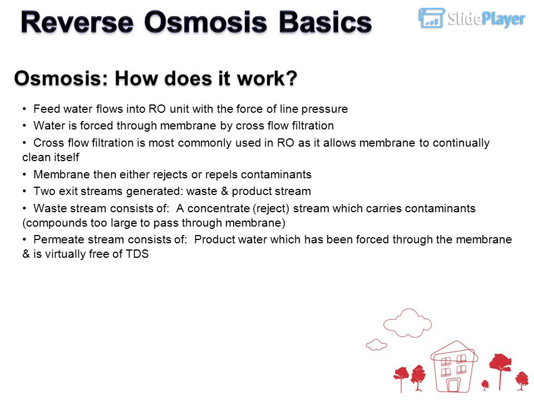Two exit streams are generated, the waste and product streams. The waste stream consists of a concentrate, or reject, stream which carries contaminants, compounds too large to pass through the membrane. The permeate stream consists of product water which has been forced through the membrane and is virtually free of TDS.